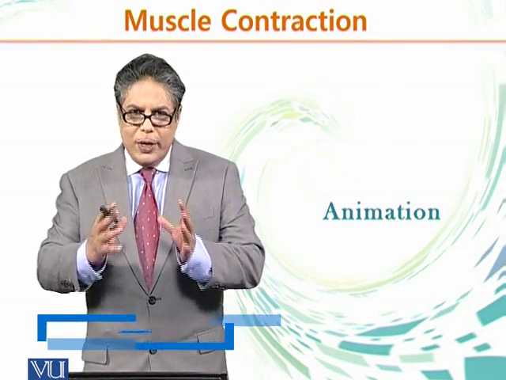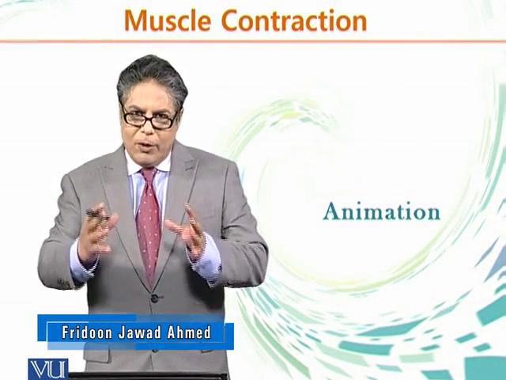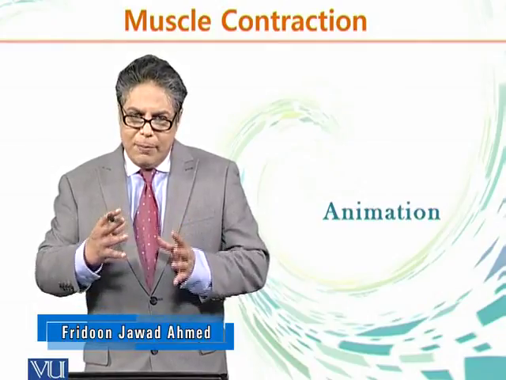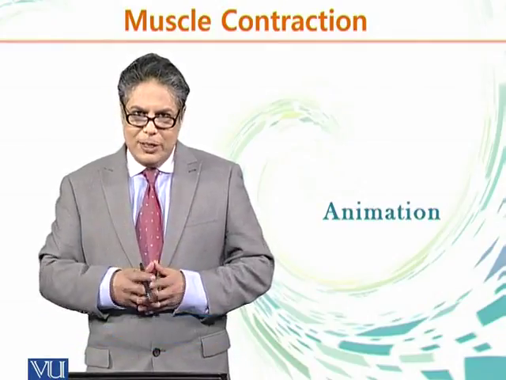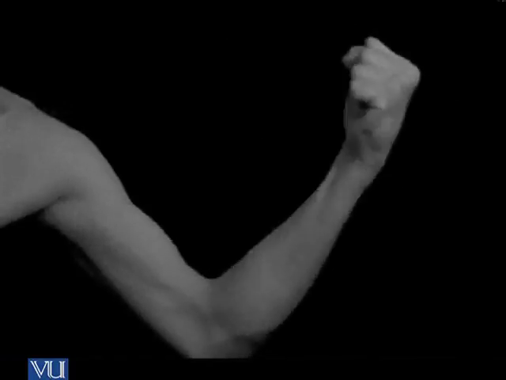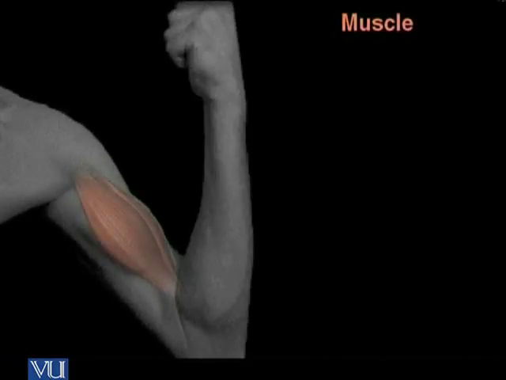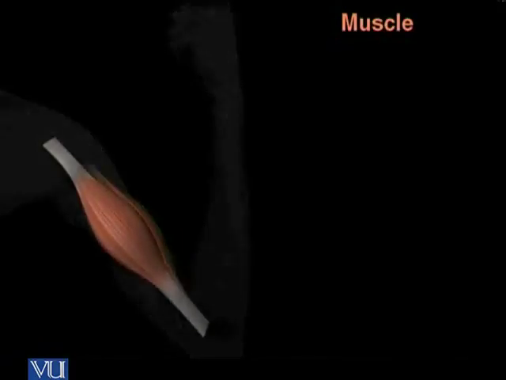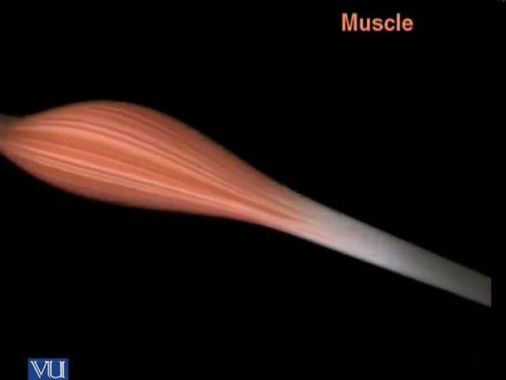Now I would like to show you an animation. Hopefully, a lot of things that we have talked about will become clear when you watch this animation. Here is a bicep muscle. We are going to look at it at much higher magnification. So this is a biceps. This person was flexing the tendons at the end.